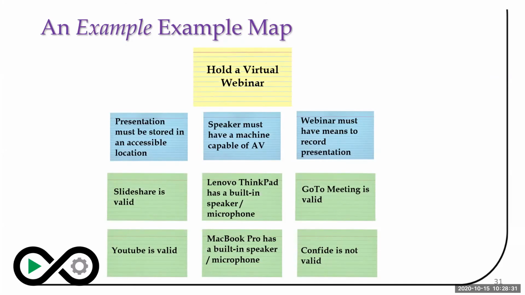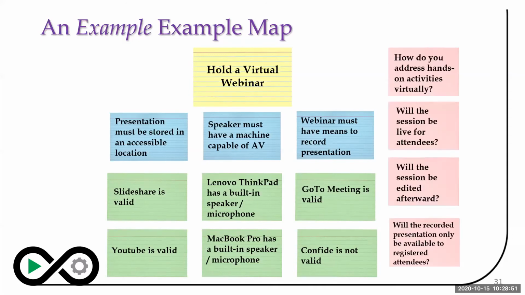And lastly, for the webinar, must have the means to record the presentation. GoToMeeting is certainly valid. I haven't listed here. Zoom is valid. You can also go in the negative. You don't always have to be positive for your rules. Confide is not valid. Confide by its own design does not allow you to record presentations.